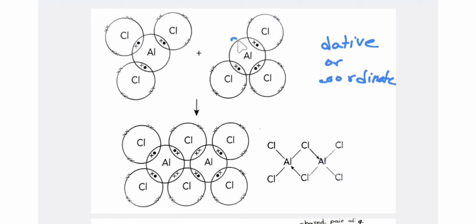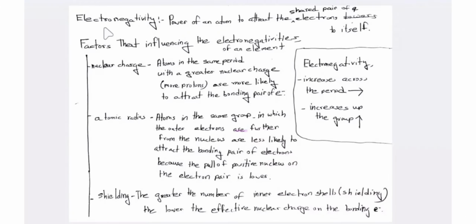Again, this aluminum has electron deficiency and this chlorine has a lone pair of electrons. So again a dative covalent bond is formed. And for this dative covalent bond, we can see that the arrows are from the lone pair, that is from chlorine to aluminum and from chlorine to this aluminum. So that's how we show the dative covalent bond.